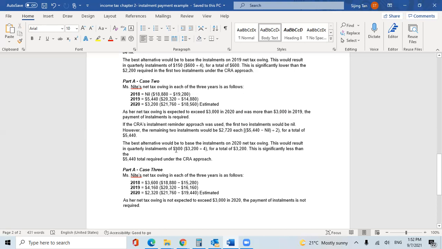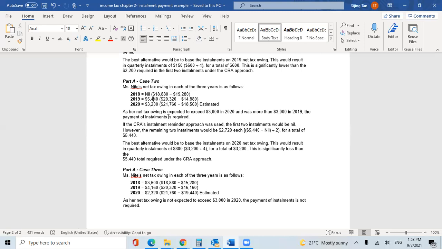But what is the best alternative? You use your $3,200 divided by 4, you got $800 per quarter. If you use the same amount, if you 5,440 divide by 4, you got the same, you need to pay $5,440 in total. So when you compare the 3 alternatives, you will figure out the current year's method, alternative number 1, will be the best to do.